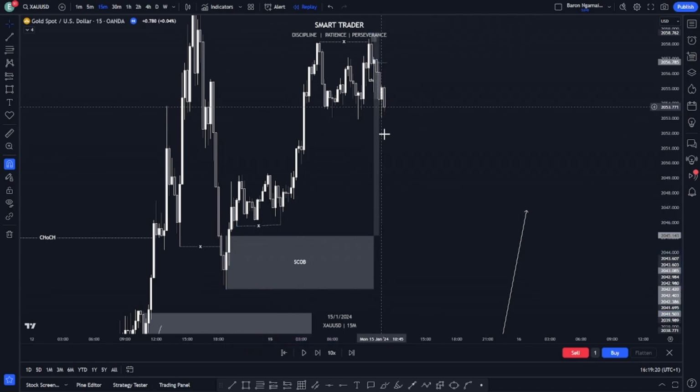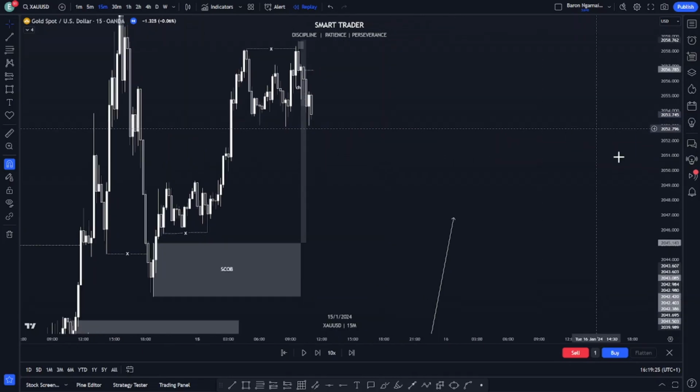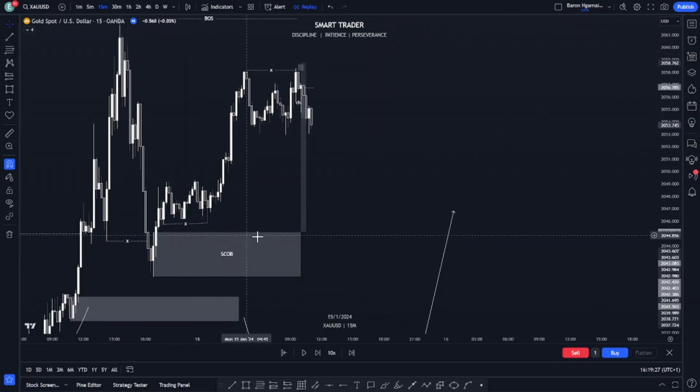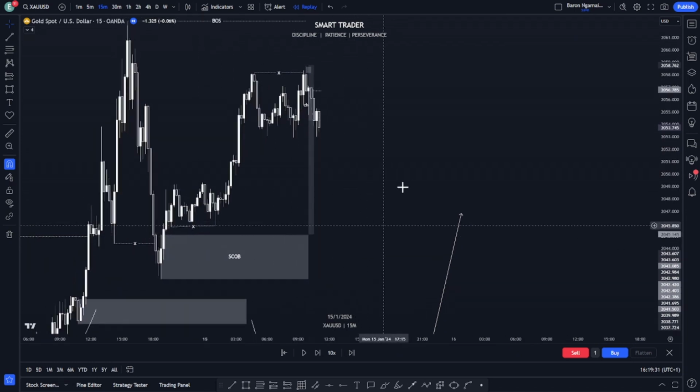So the market will probably drop, clear this liquidity, mitigate this order block before going up. That's why I put my take profit just at this level. Okay, so this is our safe take profit.